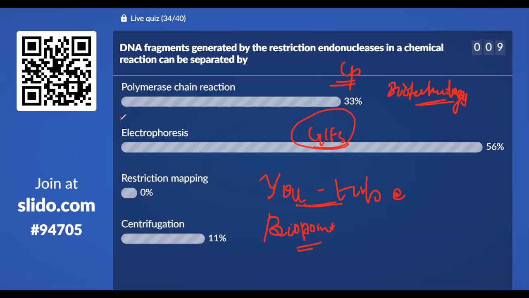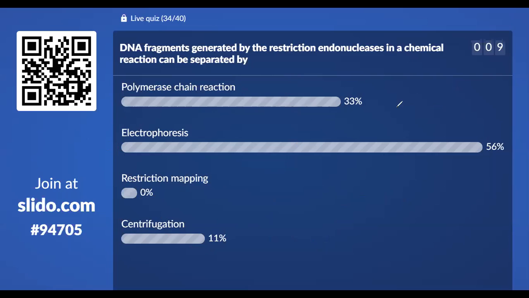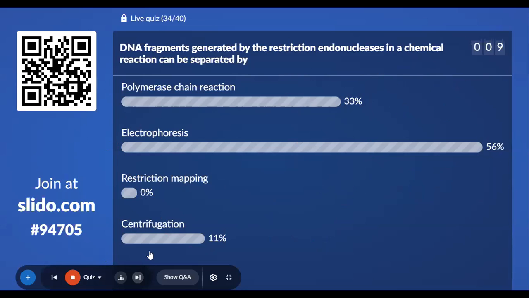But nobody answered. The answer is electrophoresis. Look, polymerase chain reaction by some students. Centrifugation, why I don't know. Restriction mapping not given by anybody. And watched, I think, 30 minutes of video. 2 minutes, 30 videos on YouTube on biotechnology applications, not principles and processes, in your favorite channel, BioPoint.